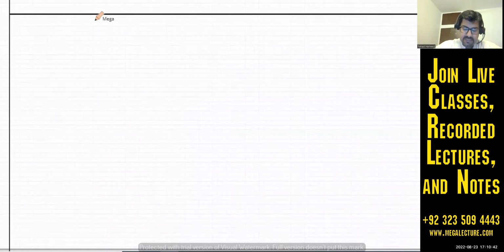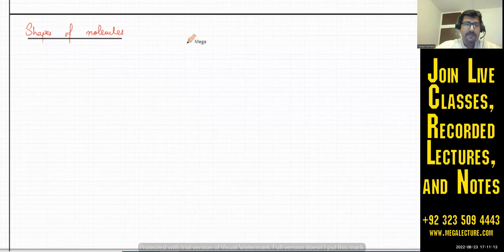So जो अगली चीज करनी है, that's the next thing: shapes of molecules. I told you that you've got a number of molecules. Now we're going to discuss shapes. Remember, we're sticking to covalent molecules. So that's the next thing we're discussing: shapes of covalent molecules.